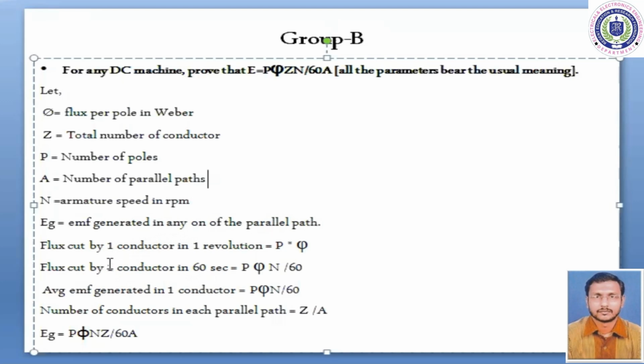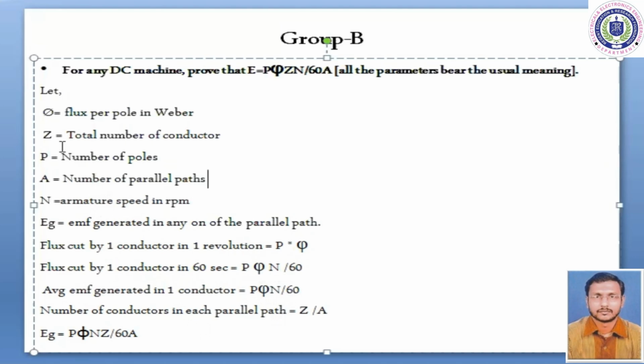Now, what is the flux cut by one conductor in one revolution? As the machine has P number of poles and flux per pole is Φ, the flux cut by one conductor in one revolution is equal to PΦ. Now, what is the flux cut by one conductor in 60 seconds? PΦN by 60, as N is in RPM. So the average EMF generated in one conductor is PΦN by 60.